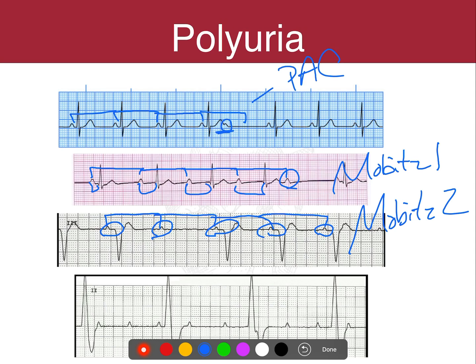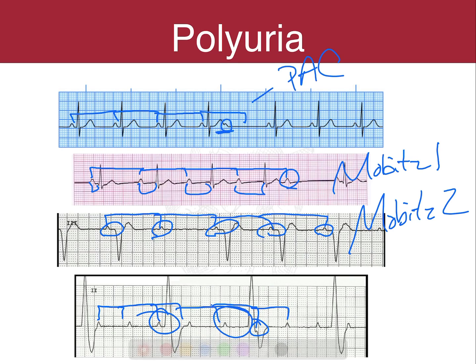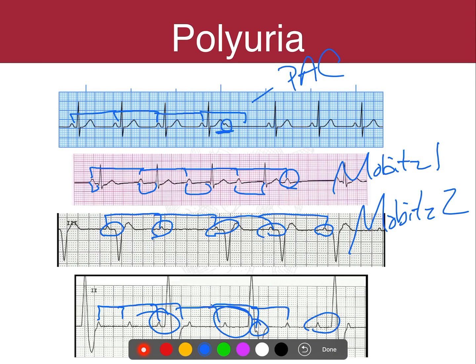Last but not least, again, we'll look at the regularity of the P waves. They're all nice and regular. Therefore, that's going to rule out a PAC. Yes, there's one hiding right inside of there. And then we look at the PR interval, short, medium, short. This is randomly changing, so we have a third degree AV block.